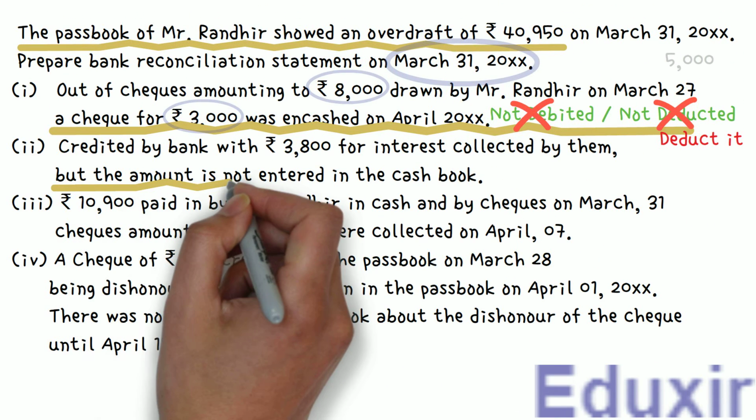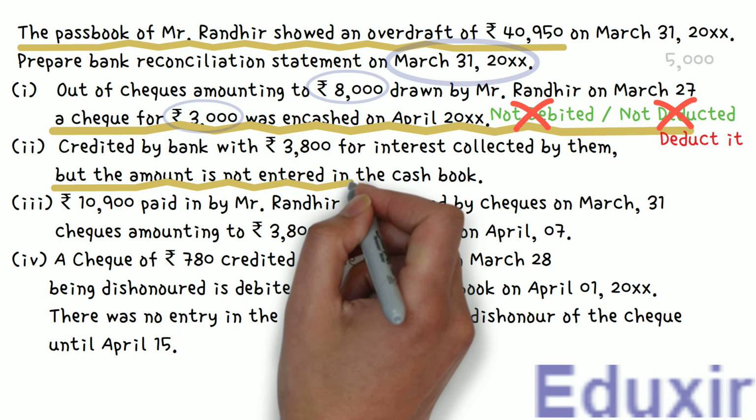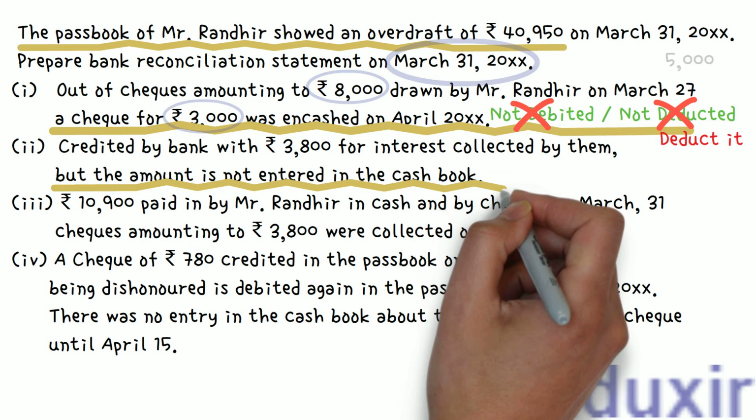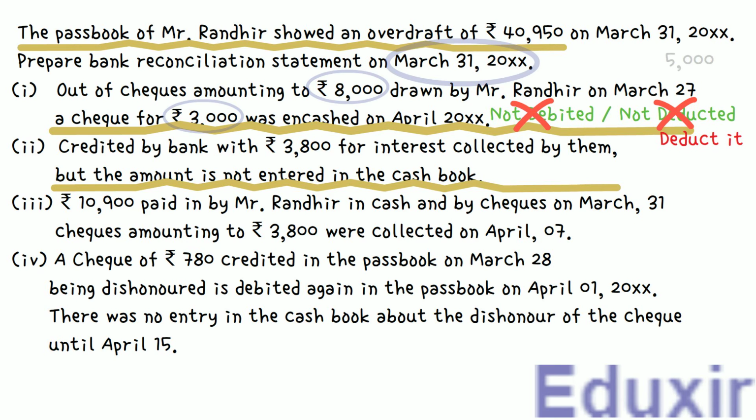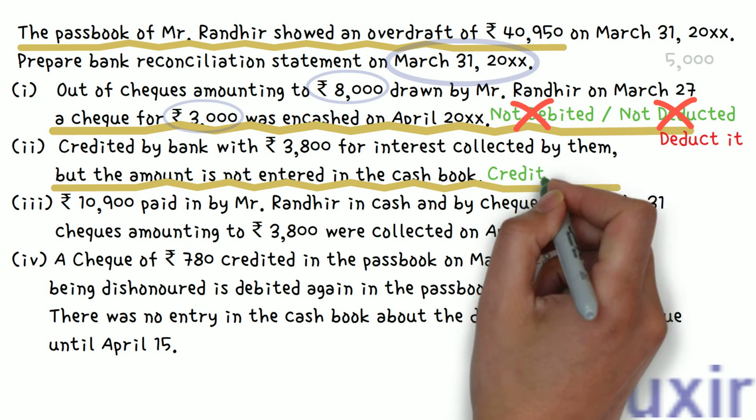Here it is given that 3,800 rupees of interest is collected by the bank and credited in the passbook, but it was not entered in the cash book. As we have discussed in the recap, the business authorized the bank to collect the interest amount on the loans given by them or any other financial investments. So the banks collect the interest and this amount is credited in the passbook.